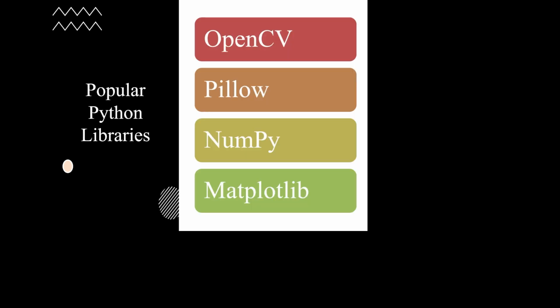Let's understand what the popular Python libraries are. There are multiple libraries built in Python for image processing. Python offers powerful libraries for image processing. The most popular ones include OpenCV, which is for computer vision, Pillow, which is for image editing, NumPy for fast image calculations, and Matplotlib for visualization. In this series, we will mainly use OpenCV with Python. If needed, we'll use other libraries as well.